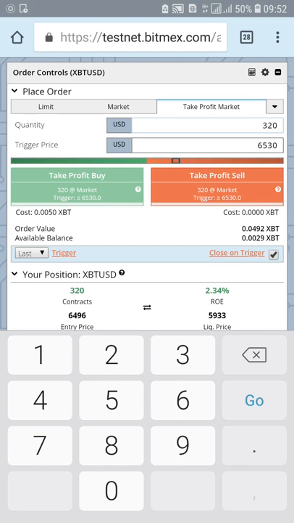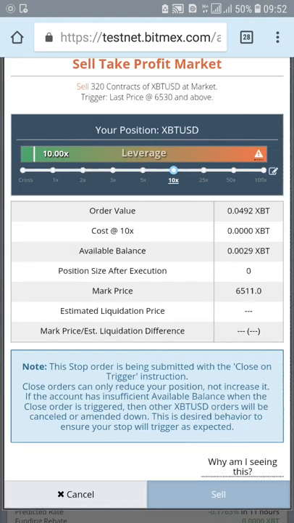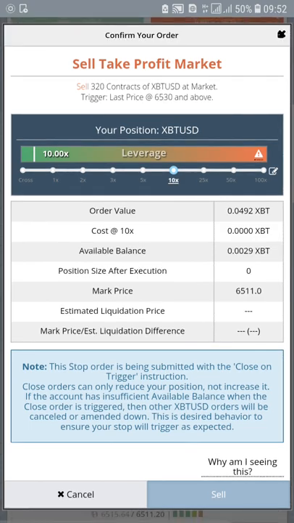Now, as I went long while I was coming into the trade, I bought. I'm going to sell now that I'm going out of the trade. So I'm going to take profit, sell, because I'm on a long position. Had it been I sold short, I'll have to do take profit, buy. So now I'm going to take profit, sell to close this trade. So I'm clicking on take profit, sell. I go to sell.